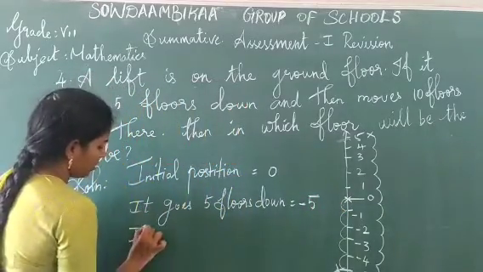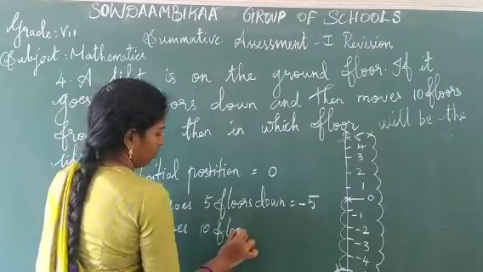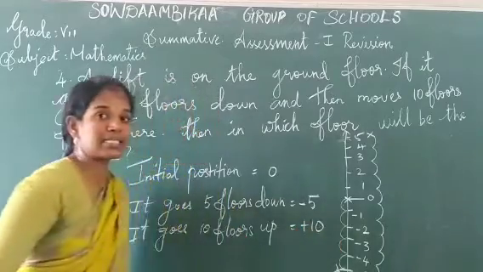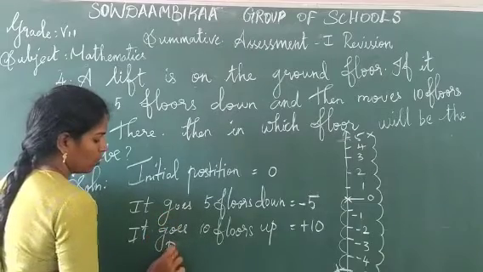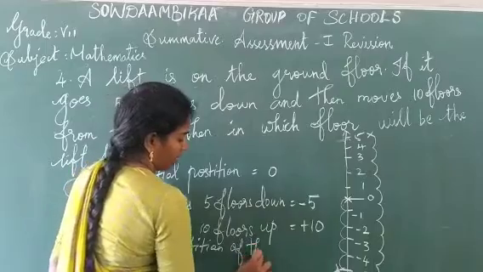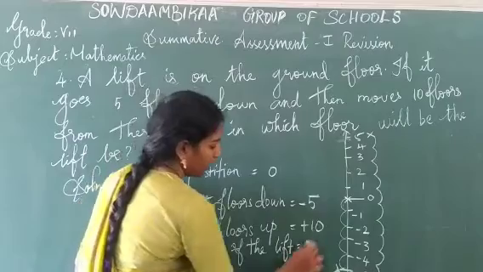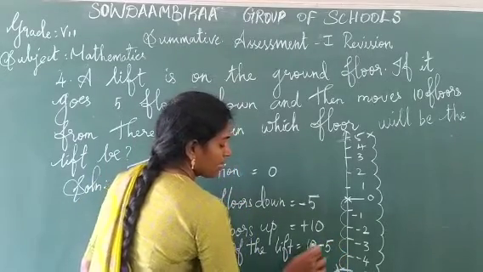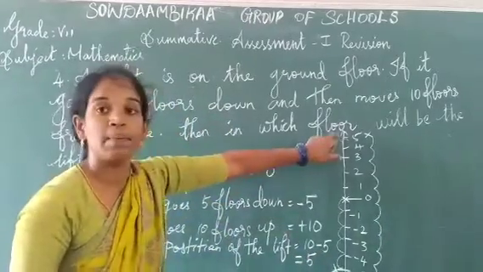Then it goes 10 floors up. Up means we have to put plus sign, plus 10. Okay. Position of the lift. How do you find it? We have to add both integers. Plus 10 minus 5 comes 5. Therefore, the position of the lift is plus 5.